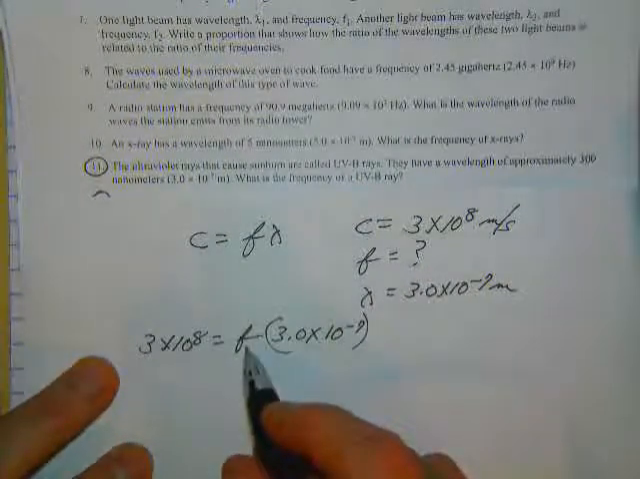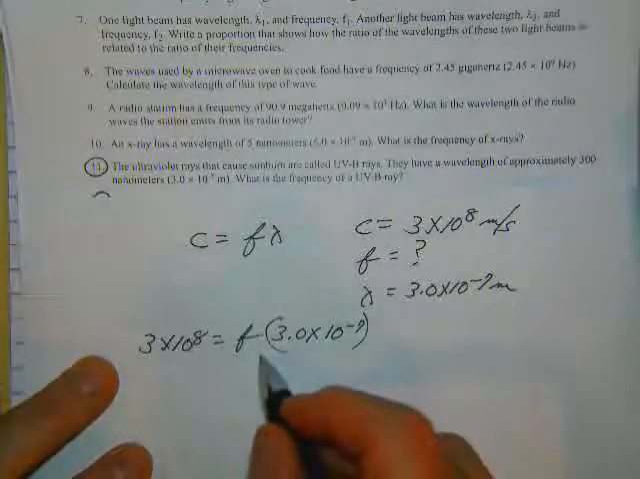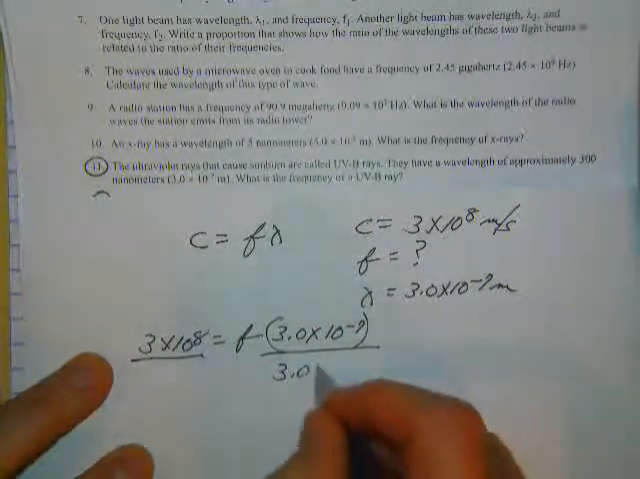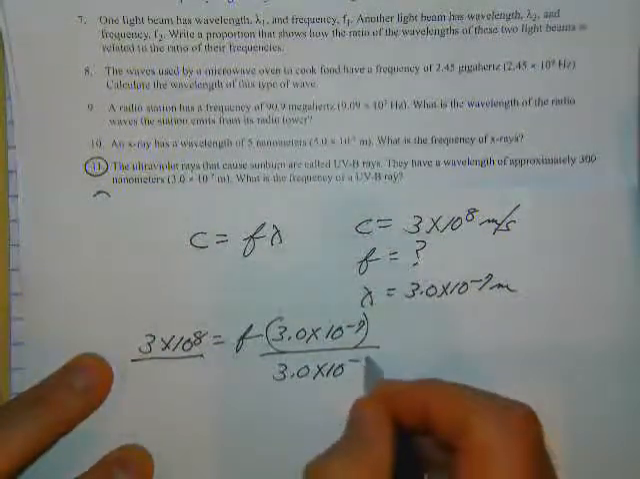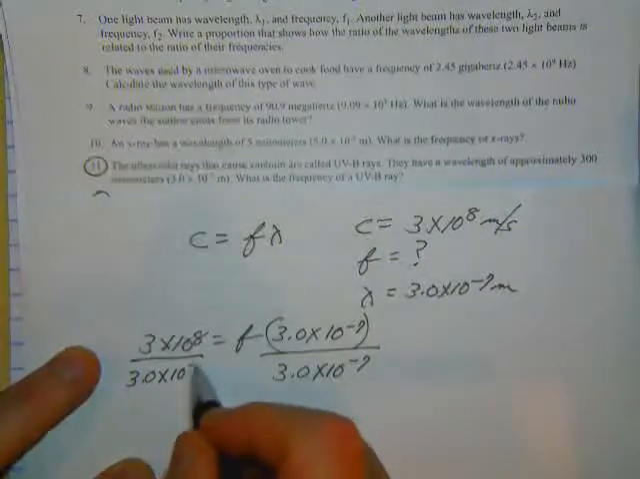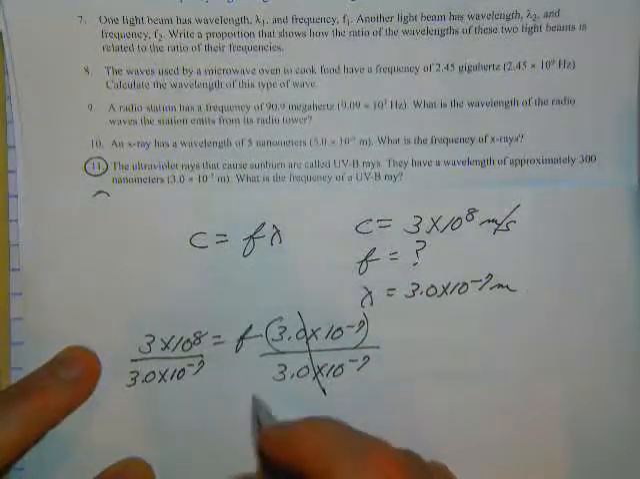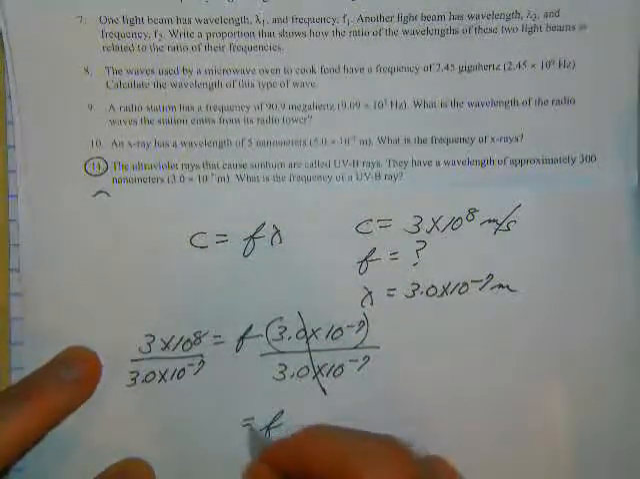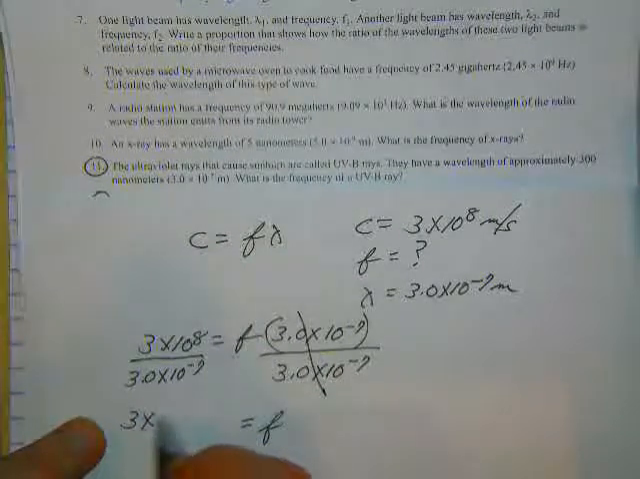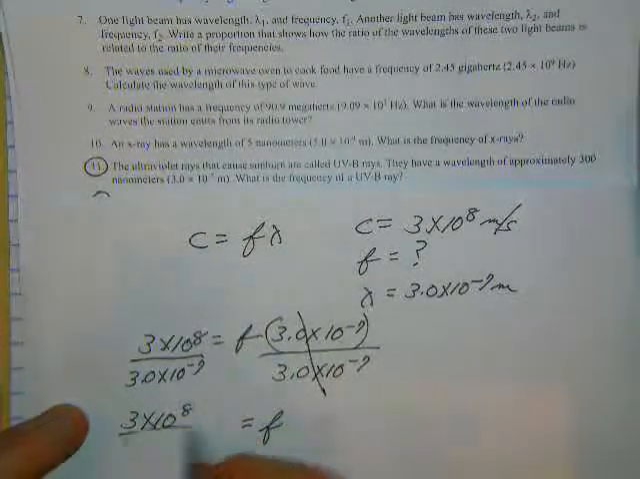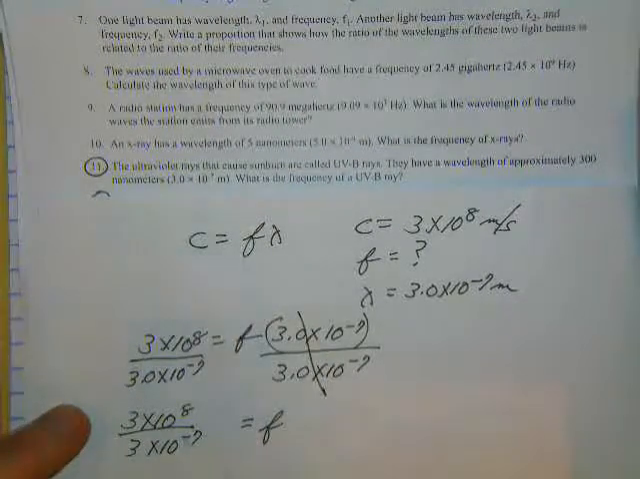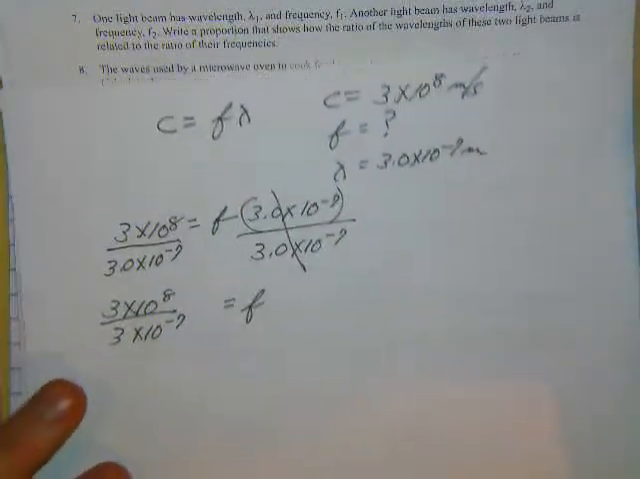So again, it's kind of the same problem that we did before. If I want frequency, I've got to divide each side by the wavelength, 3.0 times 10 to the minus 7th. This cancels out. So frequency is going to be 3 times 10 to the 8th divided by 3 times 10 to the minus 7th.